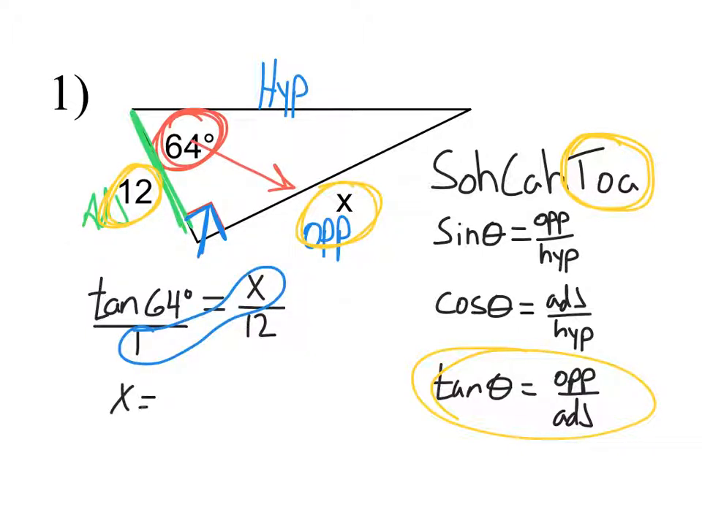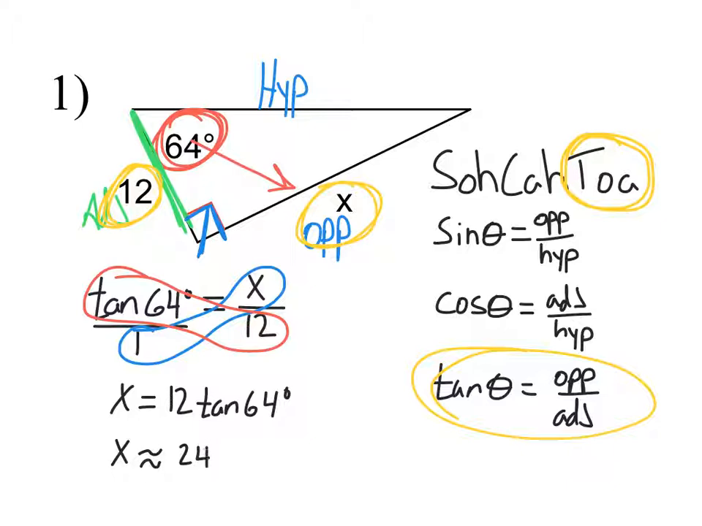So I have x equals 12 times the tangent of 64 degrees. So at this stage, we grab our calculators and we want to type in 12 tangent 64. And we end up getting, I apologize, my phone keeps going off here. It happens to be late right now. But we are getting x is approximately 24.6. Okay, so there's how we do that one.